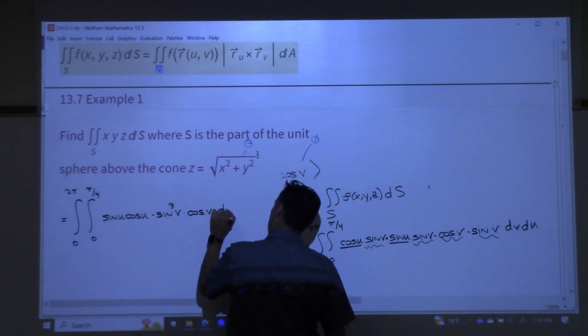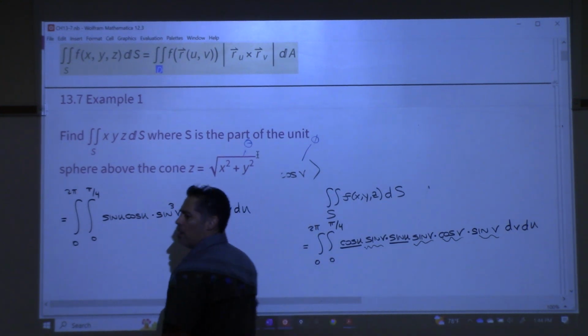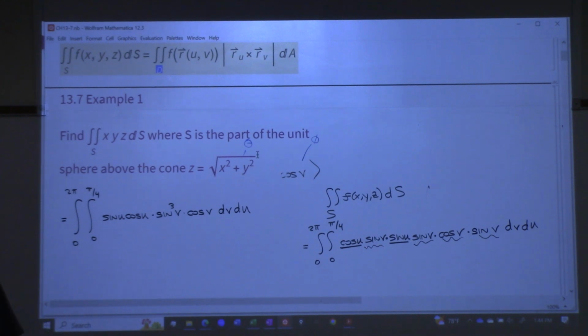And then dv, du. And what I notice with this double integral is that my two variables v and u are separated from one another, right? They're not trapped together ever. So I can actually use a property from back in the day that allows me to split this into two separate integrals and multiply the answers.